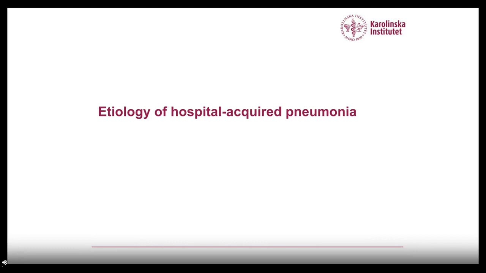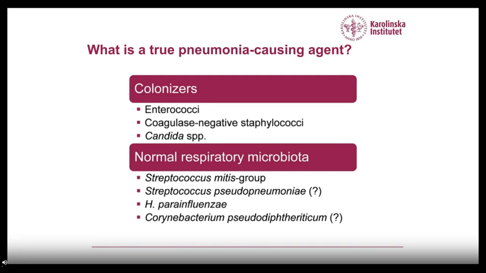So in discussion further about the etiology of hospital-acquired pneumonia, it's quite clear, first of all, that there are some findings which are sometimes reported in studies, but should, at least in my opinion, be questioned. Those are, for instance, enterococci, coagulase-negative staphylococci, and also Candida species. There is also a couple of bacteria that are largely considered to belong to the respiratory microbiota, such as the Streptococcus mitis group, of which Pneumococcus is also one of the members.